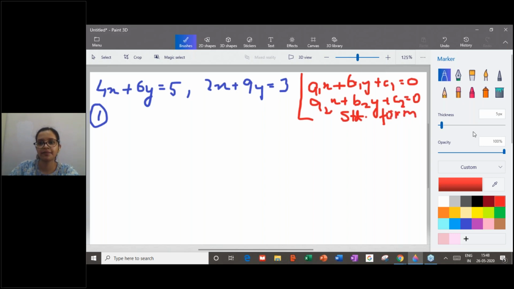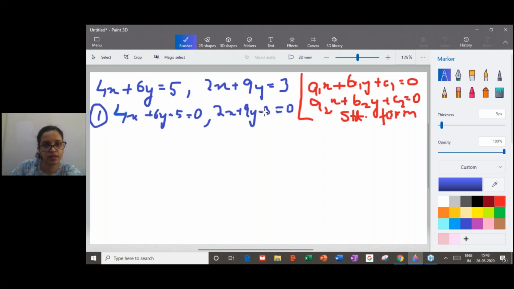Standard form, right? So what do you do? First step, you write these two equations in terms of the standard form. So what will it be? 4x plus 6y minus 5 equal to 0, correct? And 2x plus 9y minus 3 equal to 0, right?